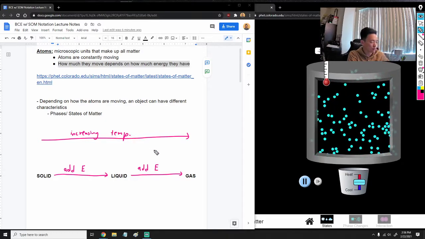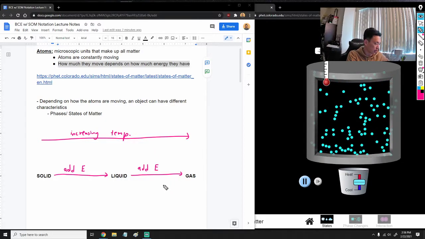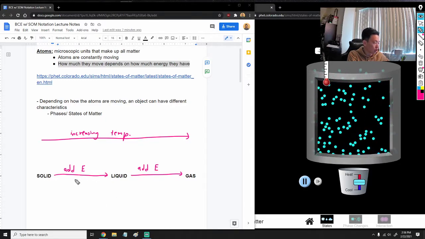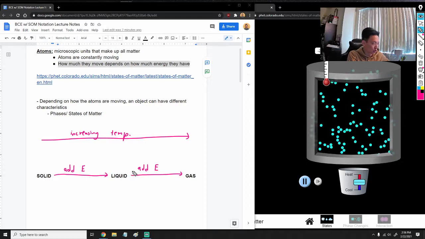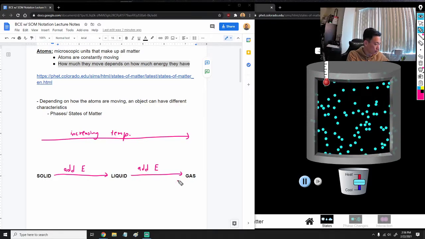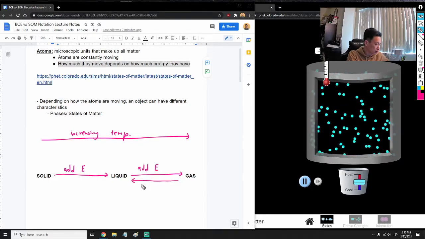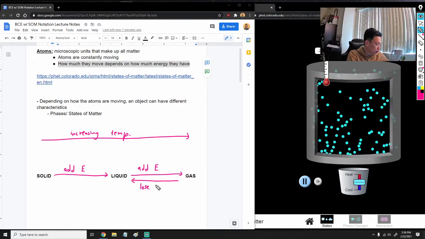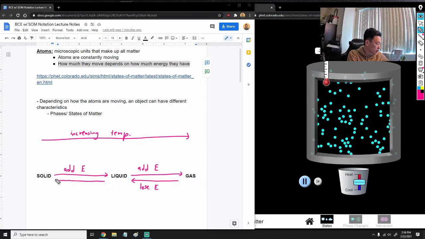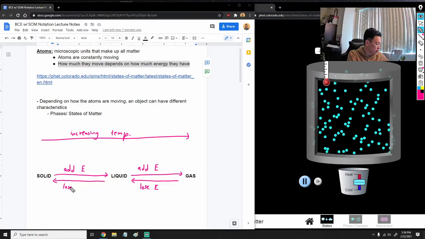Okay, and this is pretty obvious. We're all familiar with this, right? If you have an ice cube and you add energy, you're increasing the temperature. You turn it into a liquid, which is water, and if you add more energy by boiling it, it's going to turn into water vapor. And the opposite is true as well. If a gas loses energy, it turns into a liquid. And if a liquid loses more energy, it's going to turn into a solid.